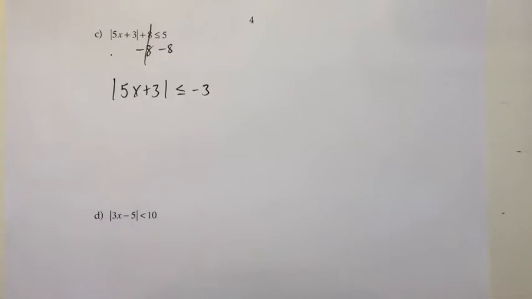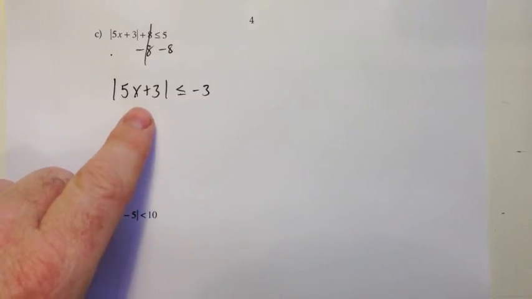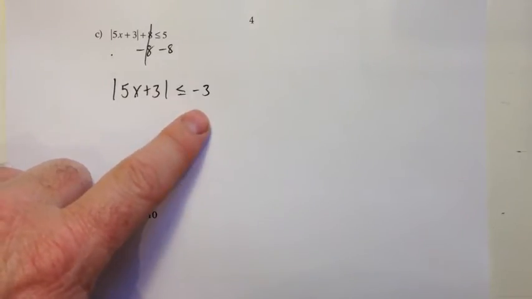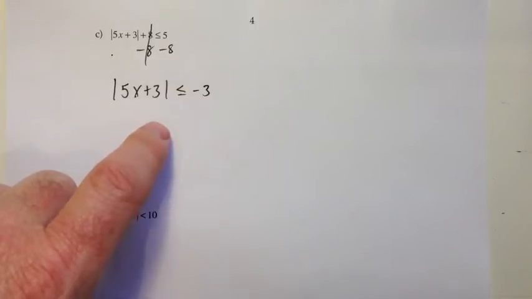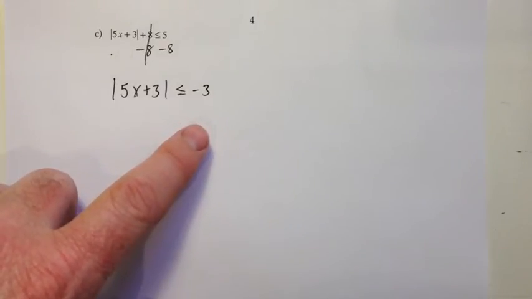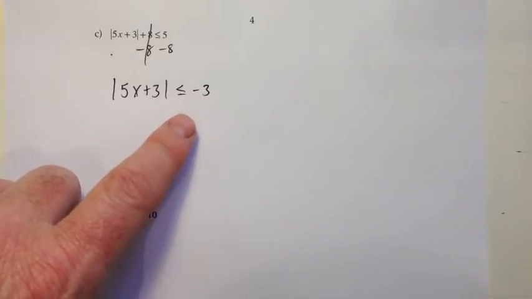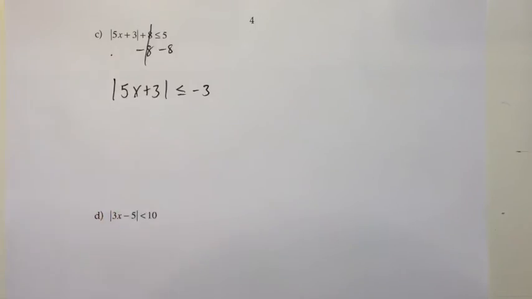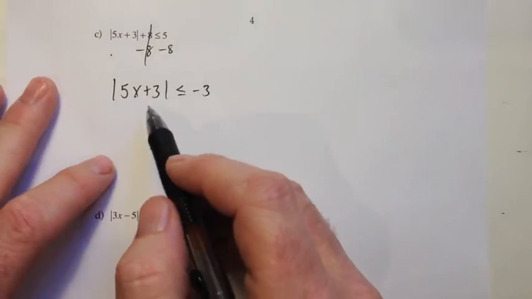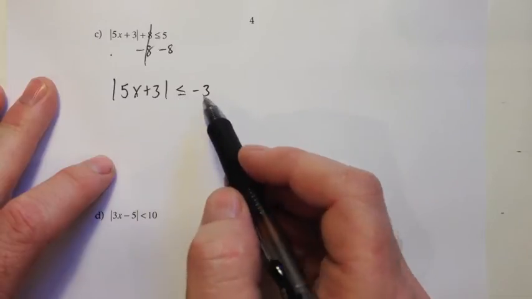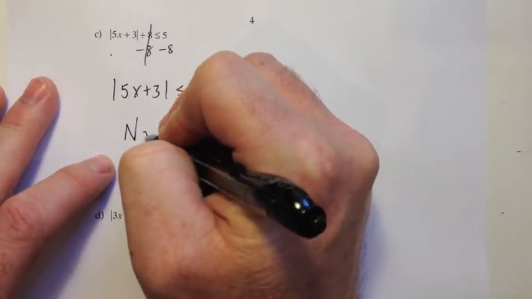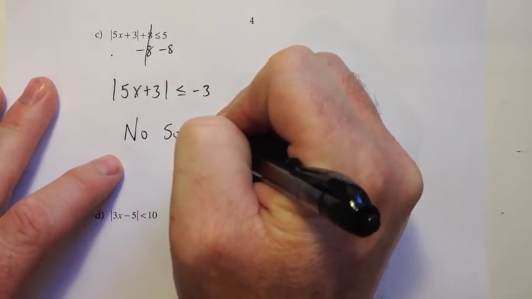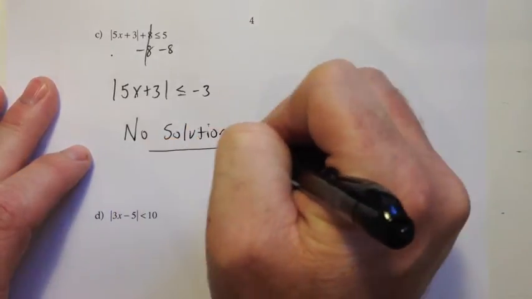And I'm going to argue what we do in that case is we just stop and think about it. When is the distance from something to 0 less than or equal to negative 3? Well, if the distance was less than or equal to negative 3, that would mean the distance was negative. And distance is never negative, so there's no solution to this. There's no x that would make the distance from this expression to 0 be less than a negative number. So when you have absolute value on one side, less than or equal to a negative, you always get the same answer, and the answer is that there's no solution.